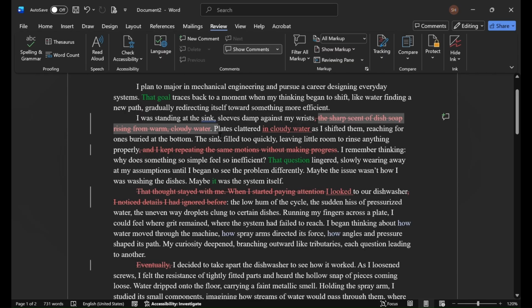If you remember, one thing we're trying to convey here is frustration. Something like the sleeves damp, which is obviously not something you want, is a sign of something going wrong. That detail contributes to the sense of frustration.